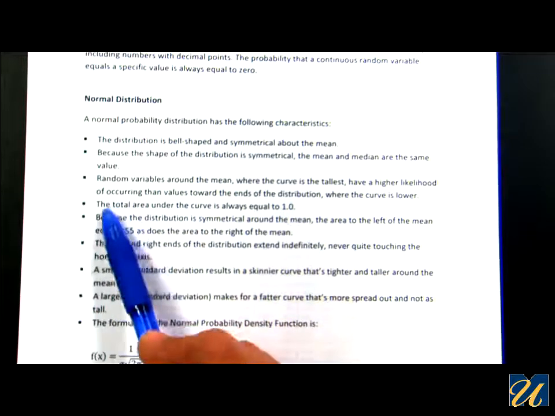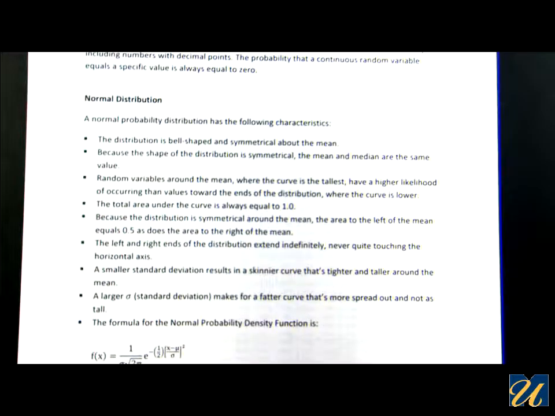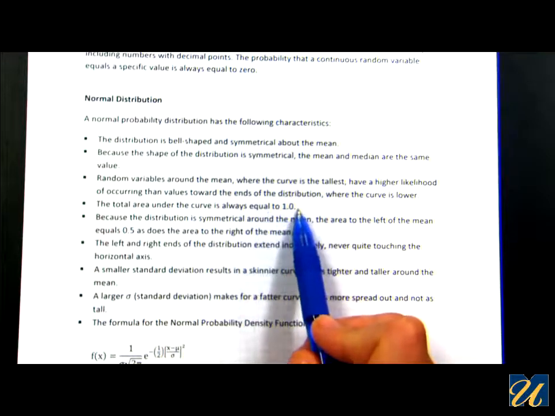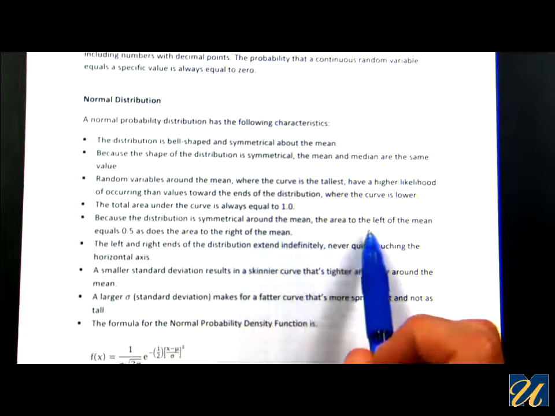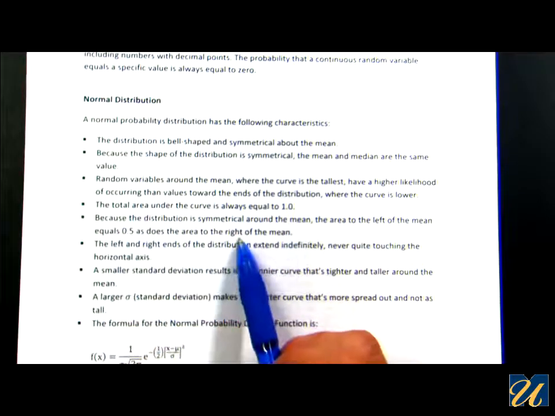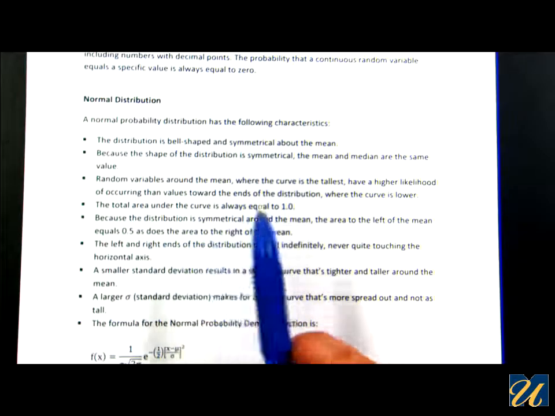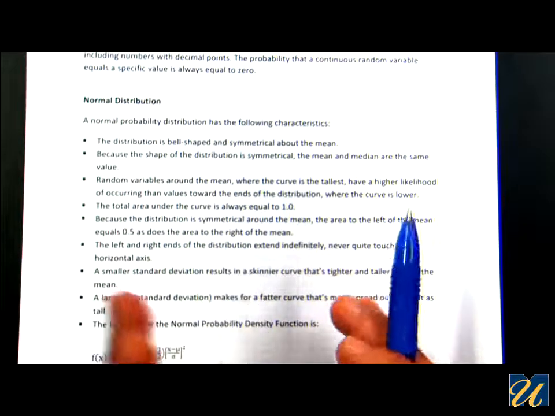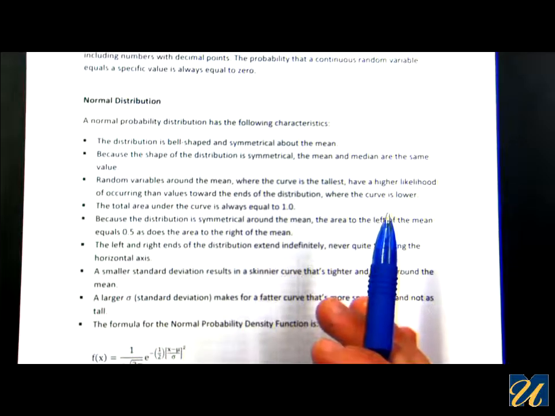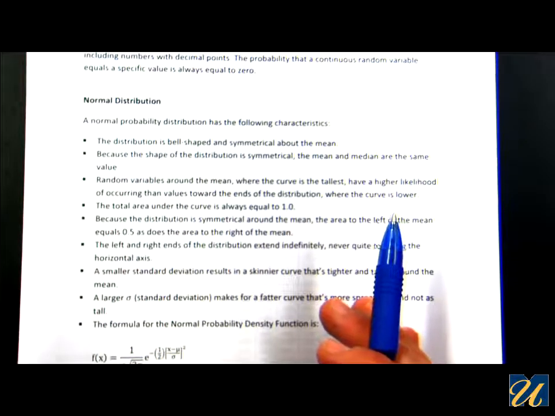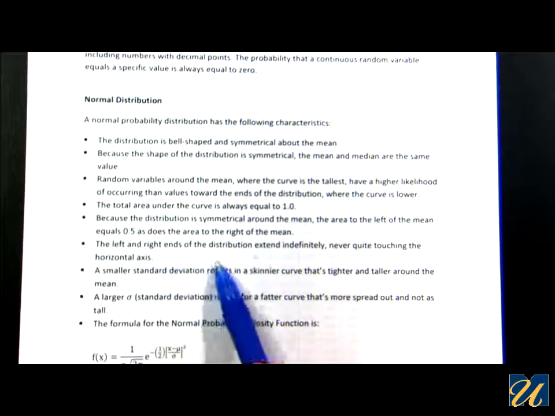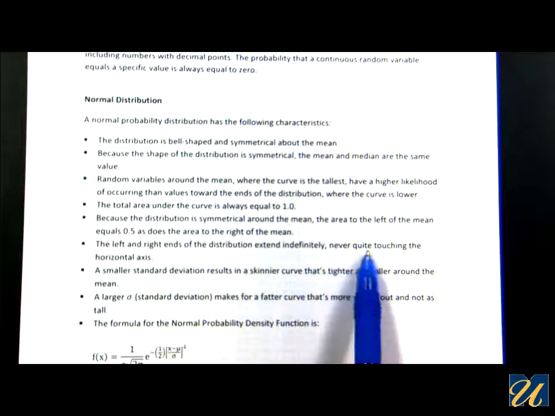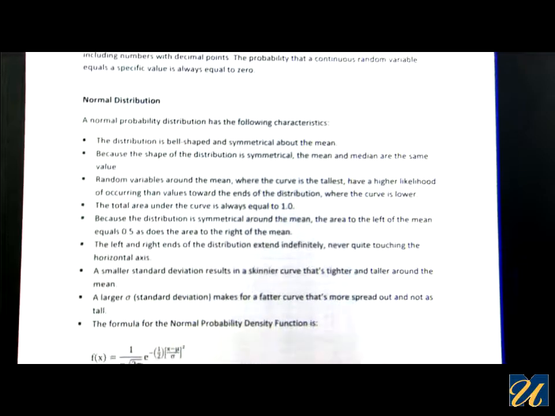What you need to always remember is that the total area under the normal curve is always equal to 1. Because the distribution is symmetrical around the mean, the area to the left of the mean equals 0.5, and so does the area to the right of the mean. The probability is always positive. Just because the area is to the left of the mean, that does not mean that you're going to have a negative probability. You're going to have a negative z-score, but the probability is always positive. The left and the right ends of the distribution extend indefinitely, never quite touching the horizontal axis.